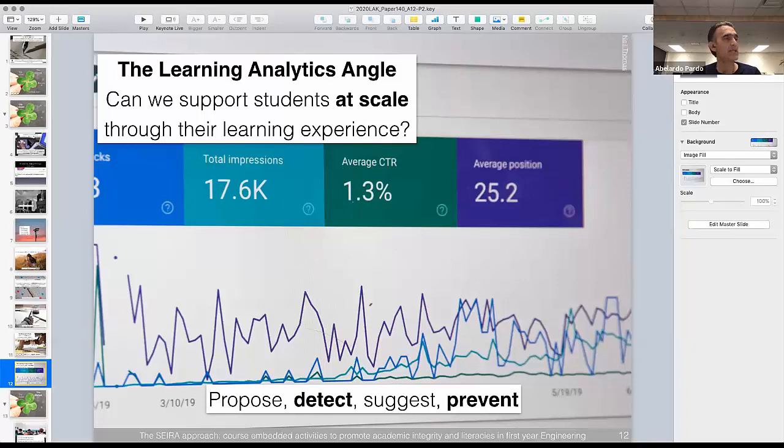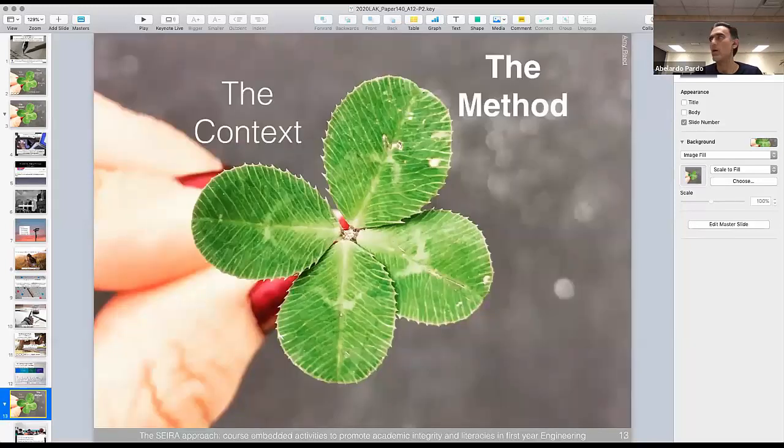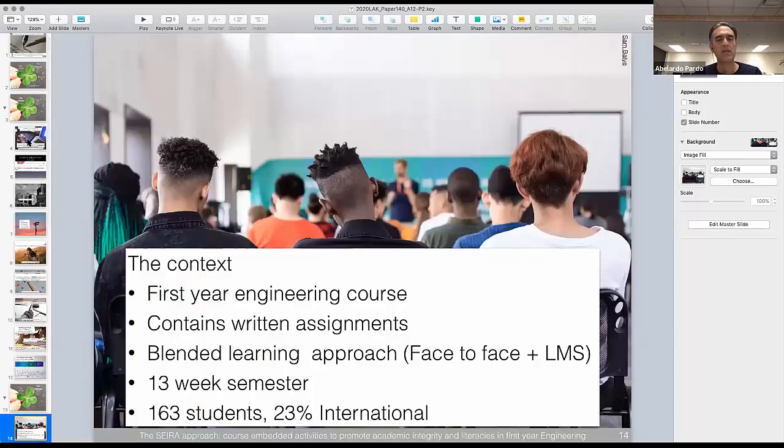Okay, so hopefully we'll recover from this initial anomaly of sharing the screen, and we can now go and explain a little bit more about the method. So let me first give you a bit of the context of the course. So this is a first-year engineering course. It contains written assignments, and therefore it was very suitable to explore this angle of academic integrity.